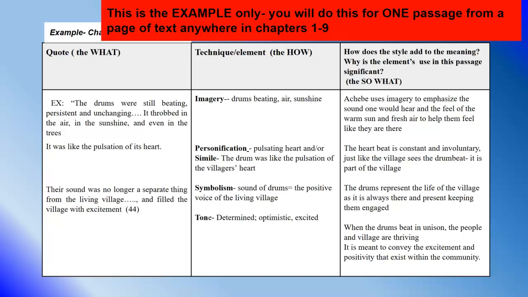So as you go across one at the top there as an example, you have a quote about the drums beating, persistent, unchanging, throbbing in the air, in the sunshine, and in the trees. That's an example of imagery. That is language that appeals to our senses. The drums are beating, so that's appealing to something we could hear and feel. The air and the sunshine are things that a person could feel, so that's appealing to our senses. Achebe, in the last column, uses imagery to emphasize the sounds one would hear and the feel of the warm sun and fresh air to help them feel like they're there.